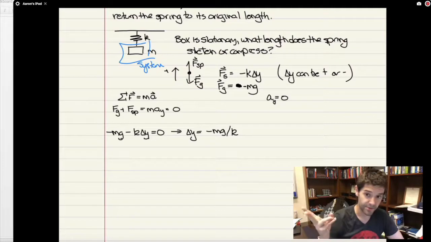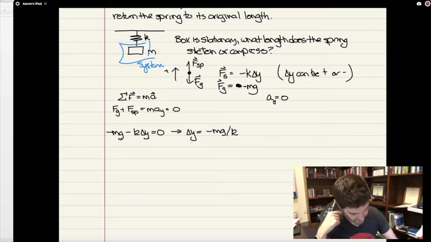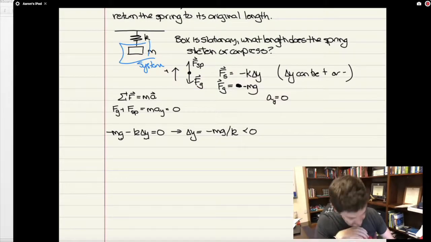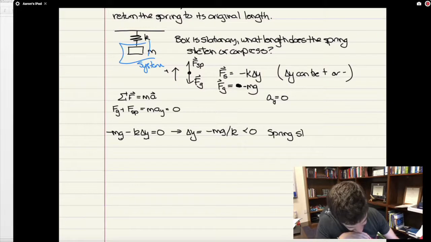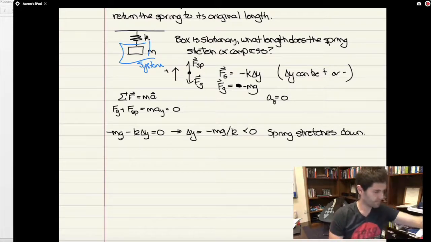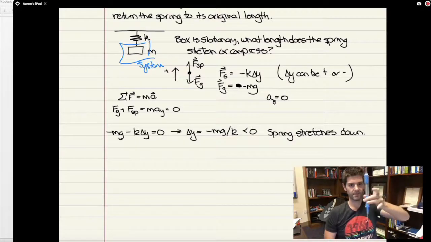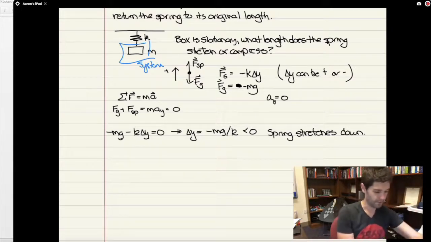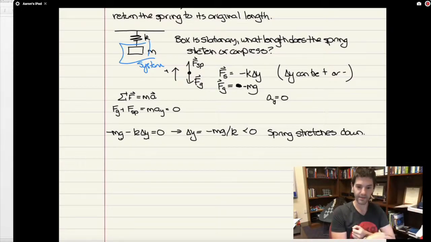M is always positive, g is always positive, k is always positive, but there's that negative sign, so this entire thing is less than 0. So the spring stretches down. Again, kind of as was expected. The apple causes it to stretch downward, which in this particular coordinate system was the negative direction.